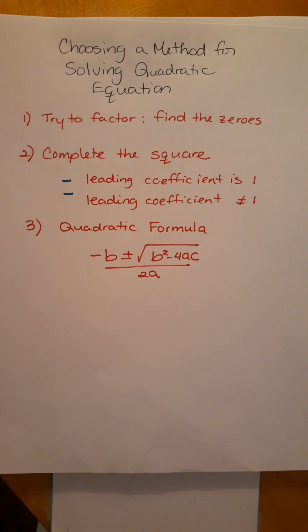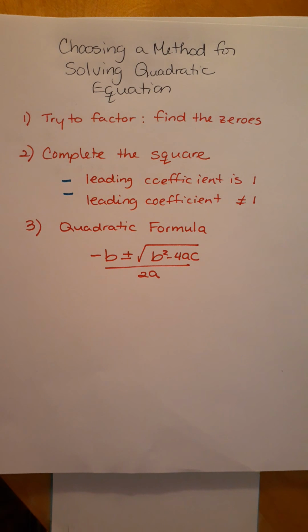Okay, so I'm going to go over now how to choose a method for solving a quadratic equation. And the truth of the matter is, when you're trying to figure out the answer, or the two answers to the quadratic equation, there's basically three different things that you can do. The first thing is you can try to factor it, and that's what I highly recommend you try to do first. If it becomes too difficult for you, then you can try completing the square.